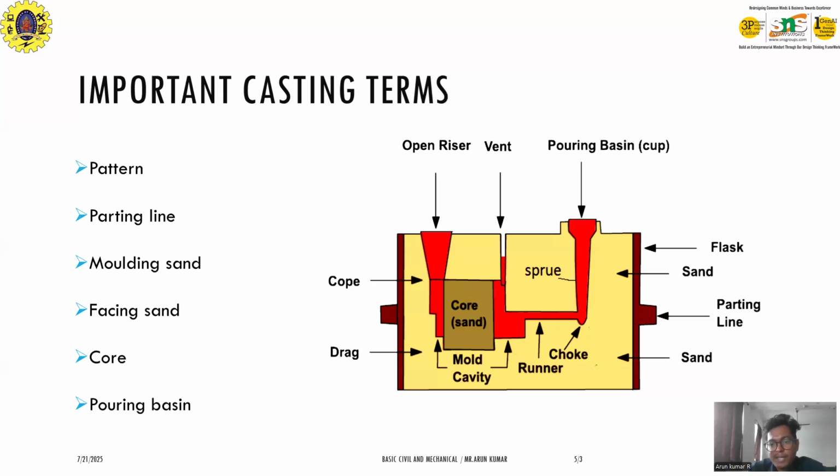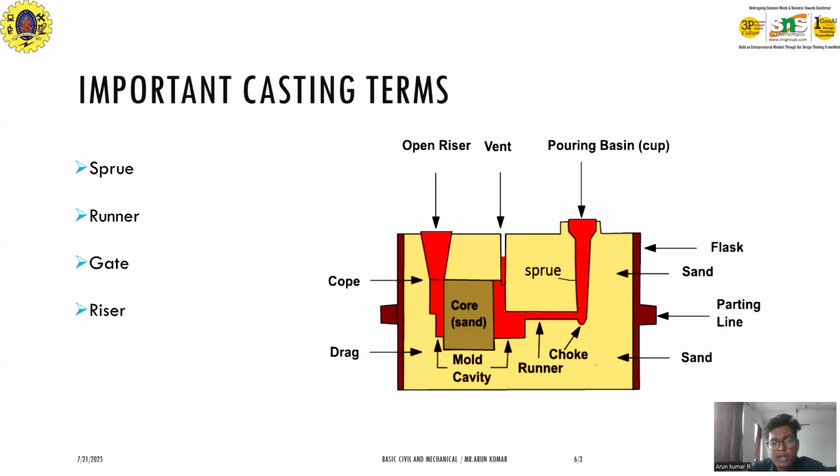Once the casting is solidified, we have to remove the pattern, so that pattern can be extracted. Here there is a parting line, which separates the cope and drag. Also the molding sand is fixed at the center, the facing sand, the core and the pouring basin. So these are the important terminology we use for the casting process.